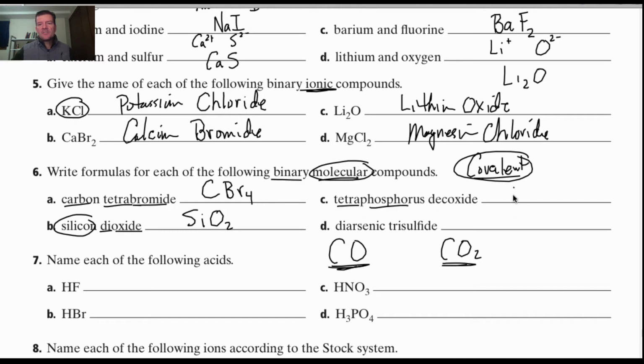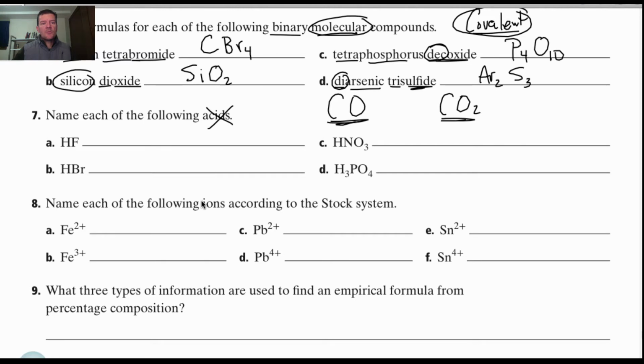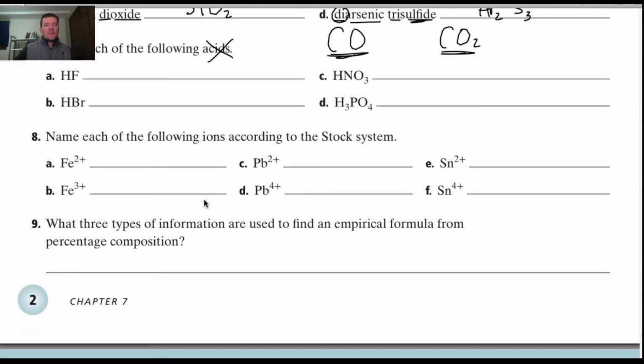Tetra, phosphorus, so P4. Dec oxide, deca, remember deca is 10, oxide, oxygen. Di-arsenic, so As2, arsenic, there's 2 of them, di. Trisulfide, so sulfur, sulfide is from sulfur, that's a nonmetal, and tri is 3. And it's just that easy. Okay? Alright, acids, I told you we're not going to worry about acids. Now, let's go back to ions.